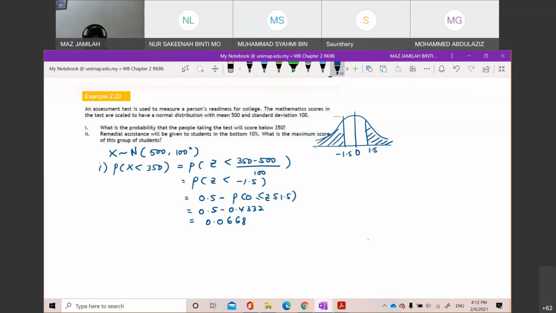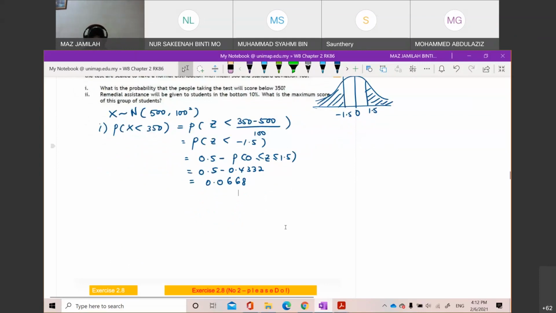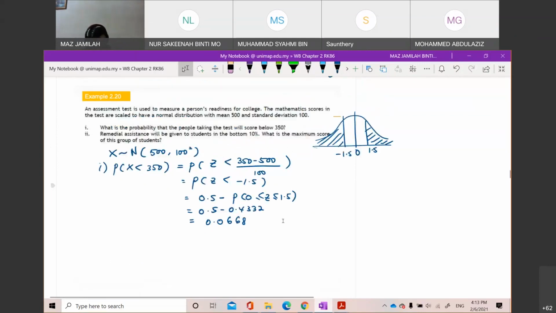Now, the second question, which is most of the time, last time, if I were to have the assessment, the second question is always asked. Okay. Now, what is the question? Remedial assistance will be given to students in the bottom 10%. What is the maximum score?